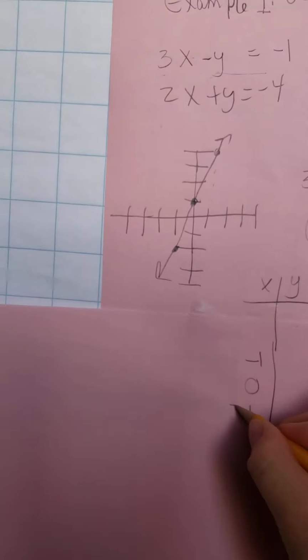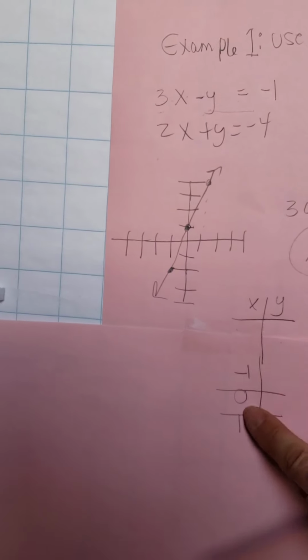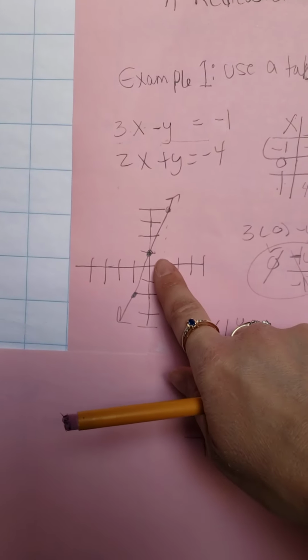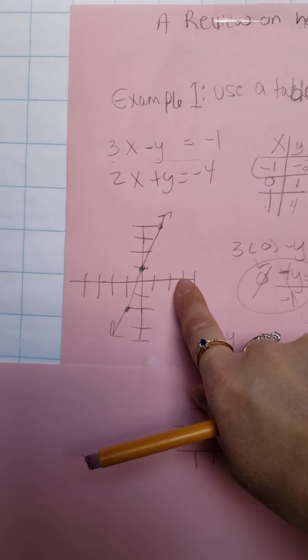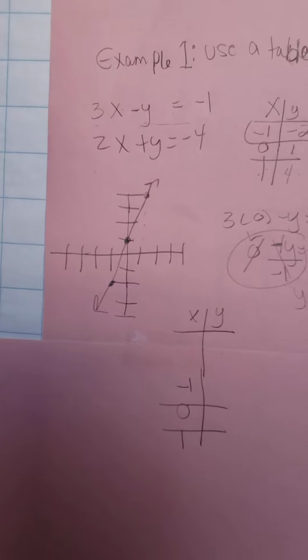You can use any points you want. But remember, those are your x values. So it's really easy for me to do negative 1 and 0 and 1. It would not be easy for me to do 1,000. Okay, so keep that in mind.